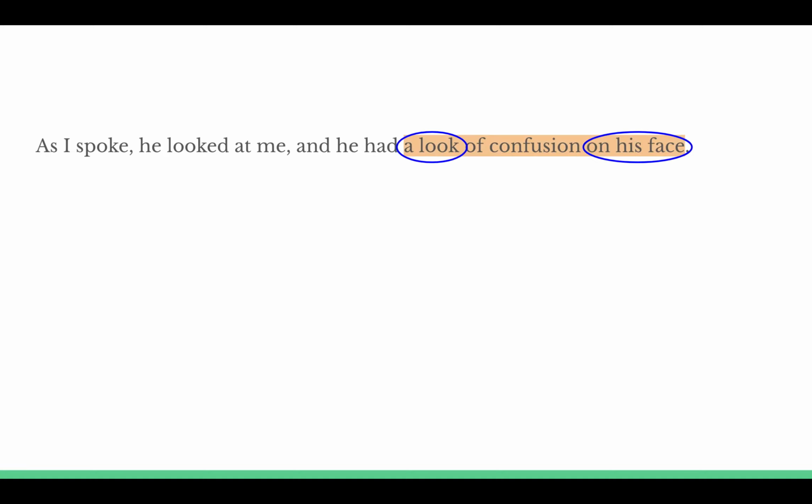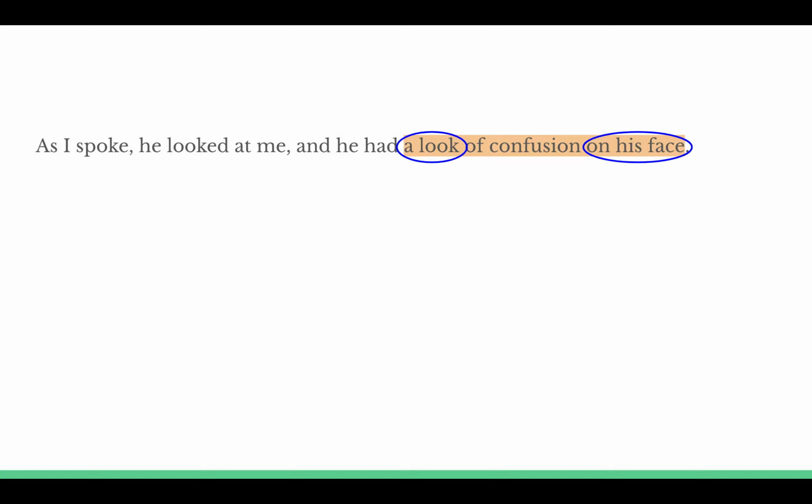Here it is. A look of confusion on his face. All right. Why is this redundant? Well, if you look confused, where's that look going to be? It's going to be on your face. There's really no other place where that look of confusion is going to be. So you could just say he had a look of confusion. That would be better than saying a look of confusion on his face.